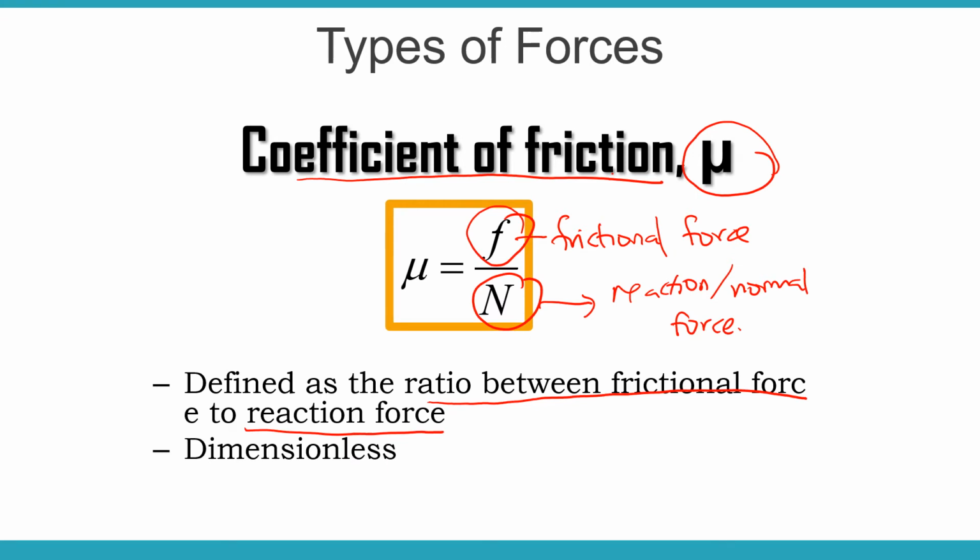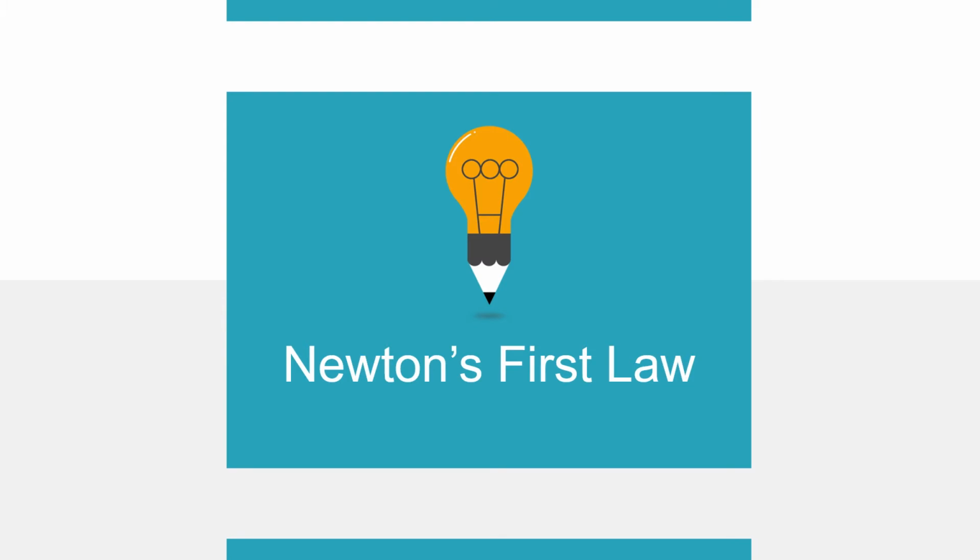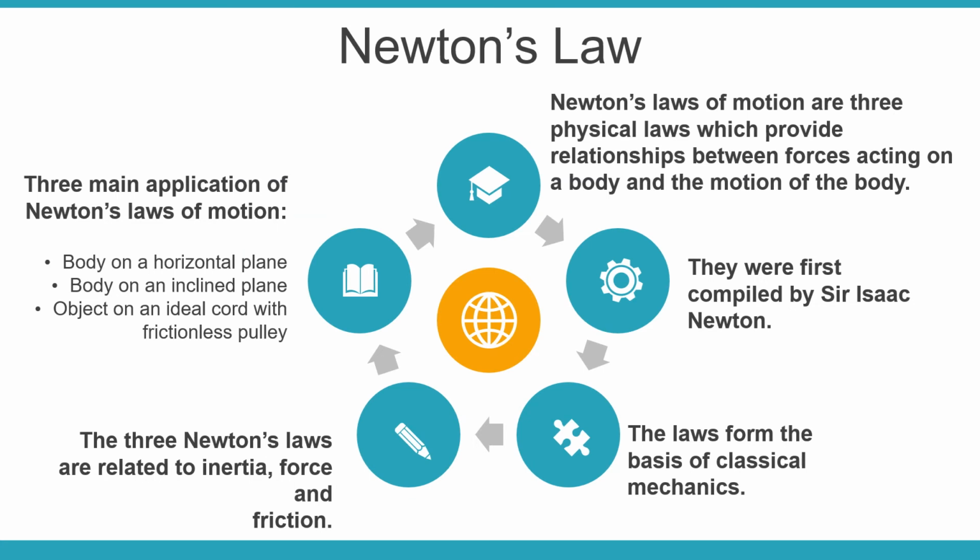Okay, so this mu basically is dimensionless, which is no unit, sebab dia adalah ratio kan. So kat atas tu adalah unit dia Newton, mu ni dia ratio. So bila dia ratio, Newton boleh cancel unit. So sebab tu dia no unit. Okay, next is the Newton first law. Okay, next we move to the Newton's law.